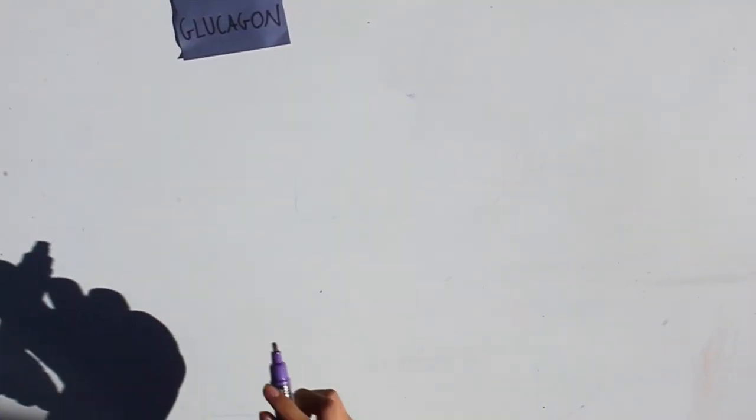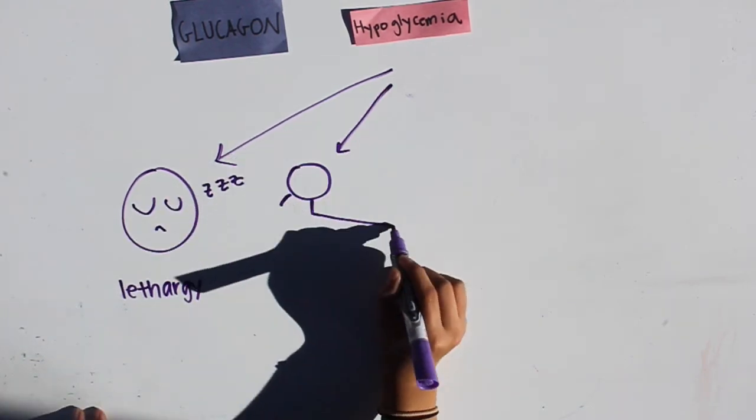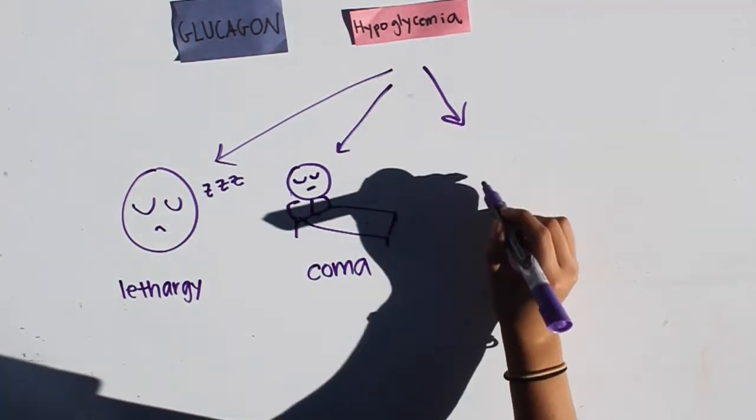Prescriptions of glucagon can be used to treat hypoglycemia, a condition that can cause lethargy, a coma, or even death.